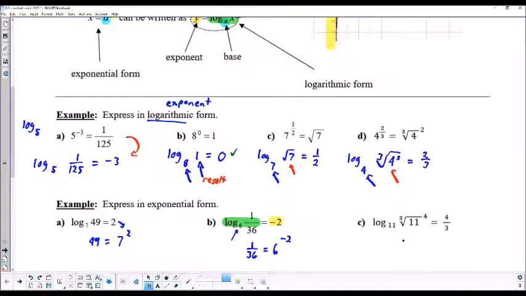And here again, it's the cube root of 11 to the power 4 is the result. We see the base is 11 and the exponent is 4/3. Okay, so that's just expressing some of them.